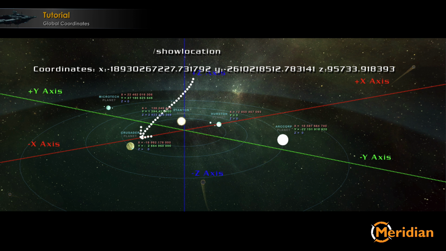But what about moving or rotating objects, you might ask? We will cover this topic in the next video, where I will show you what local coordinates are and why we use these to feed our nav tools for planetary navigation.